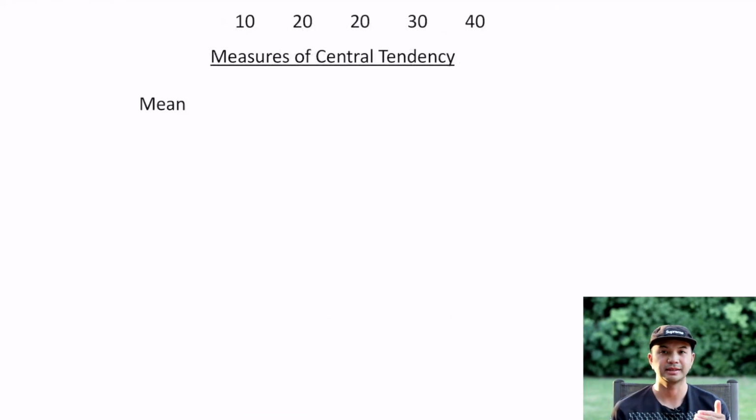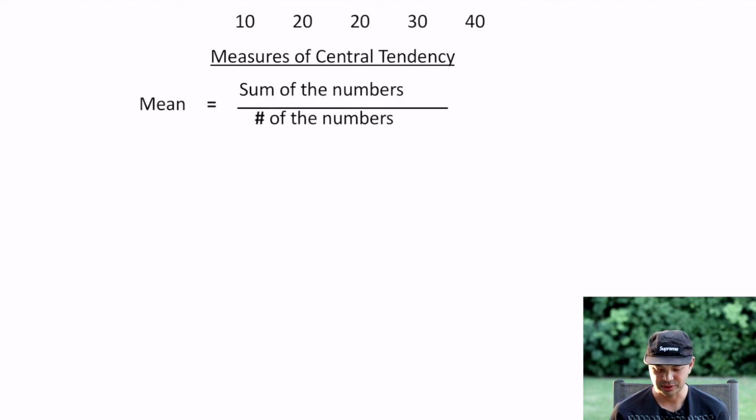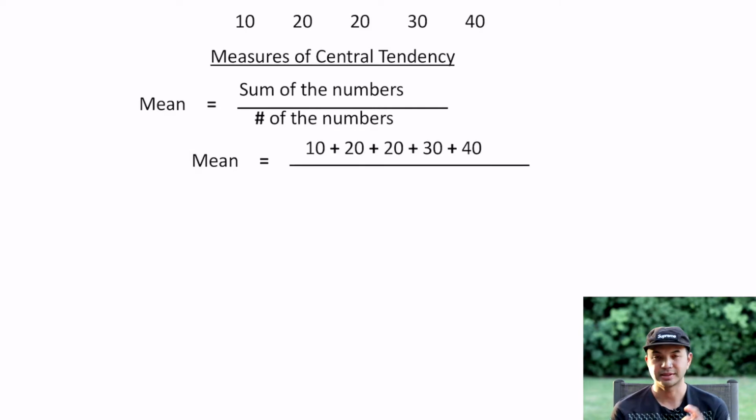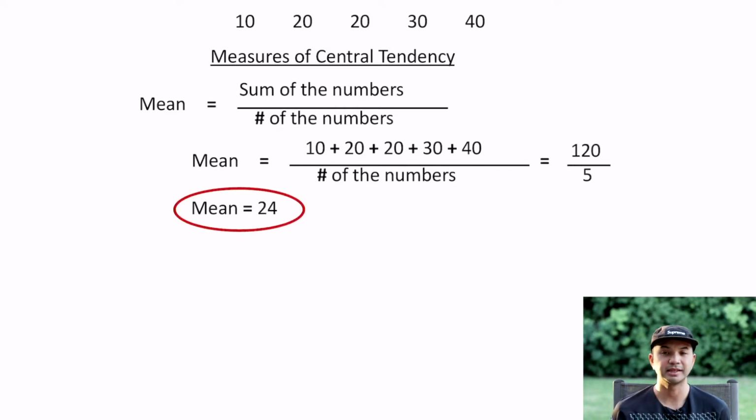Now for mean, it's the same as average. You add up all the numbers, and then you divide by how many numbers there are. So in this case, I'm going to take the sum of the numbers, divide by the number of numbers. So 10 plus 20 plus 20 plus 30 plus 40, and you divide that by 1, 2, 3, 4, 5. There are 5 numbers there. Okay, so that ends up being 120 divided by 5. So that means the mean, if you divide those two, is going to be 24. So the average of those numbers is going to be 24.